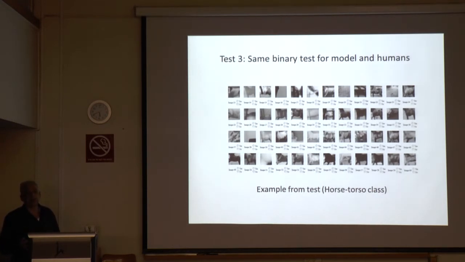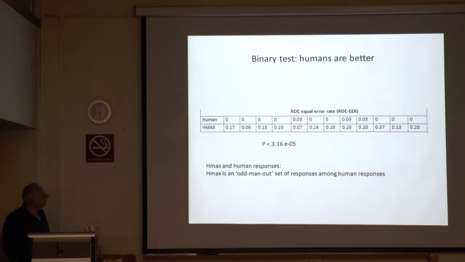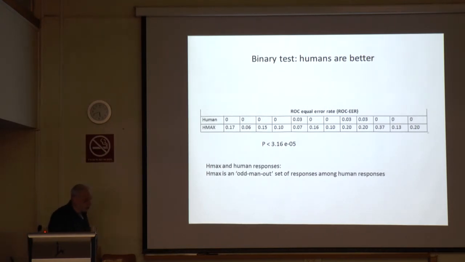And again, the main result is that the ability to recognize minimal images by humans is much, much better than the ability of the models. So you can see the different classes and different images. So zero errors for humans, 17% errors for the model, and so on. And 17%, by the way, you have to appreciate that making 17% error is terrible.